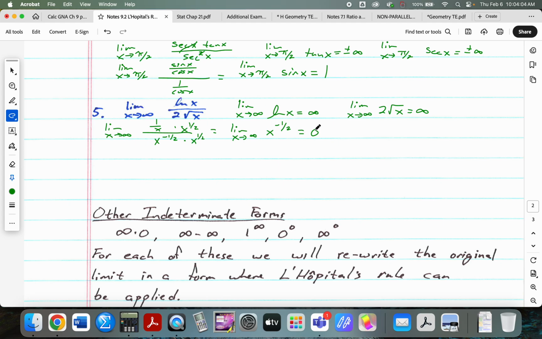The interesting part about this is that means that if we're looking at this, that natural log of x and 2 square root of x both grow without bound. But the 2 square root of x must get big faster. And we're going to talk about that. Can't remember if it's tomorrow or if it's Monday. One of those two.